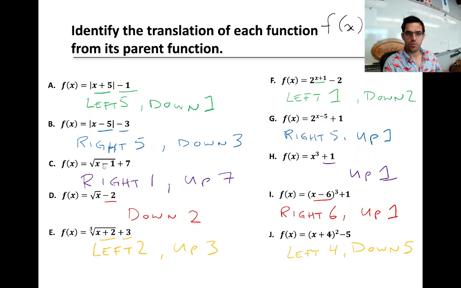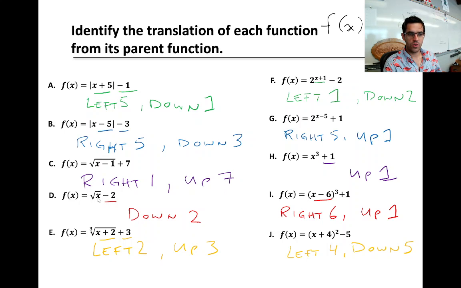Now the next ones are radical functions. So the parent function is the square root of x. We're subtracting 1 inside the radical. So that means that's our h value is 1. So we're going to go 1 unit to the right. Our k value is 7, so we're going 7 up.